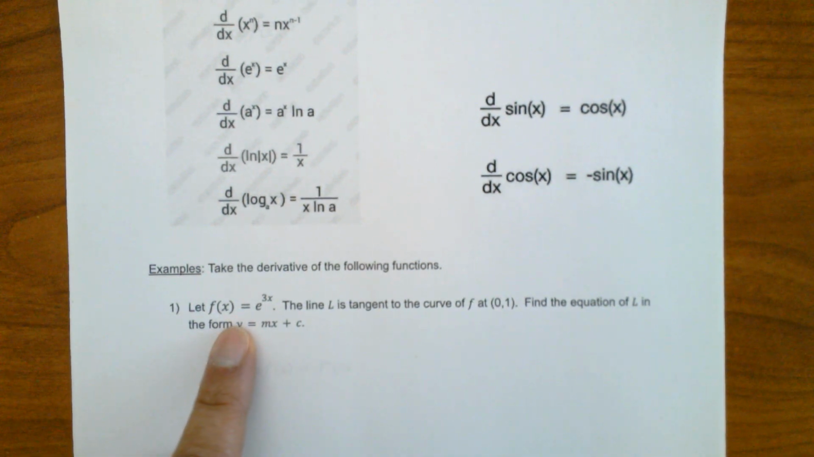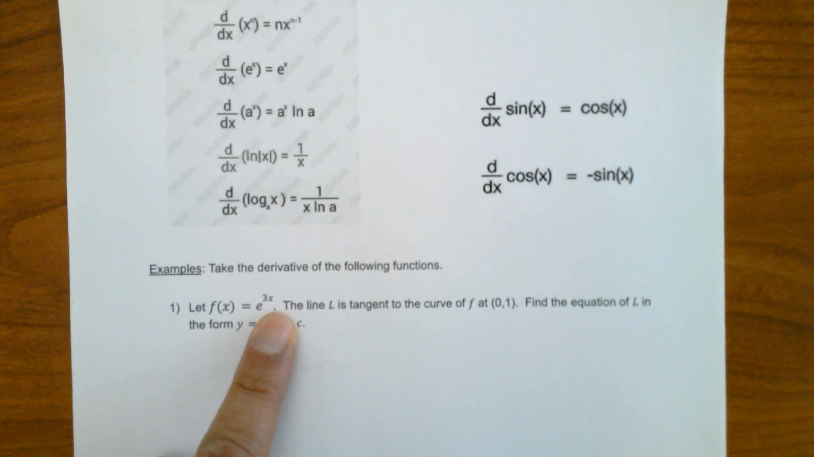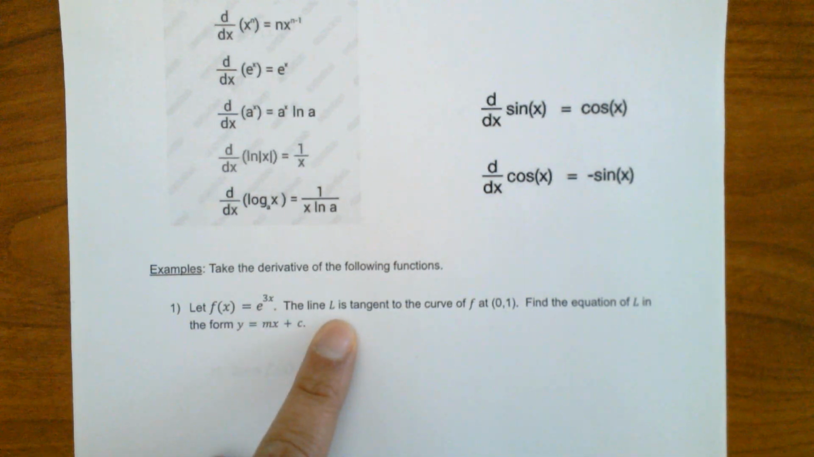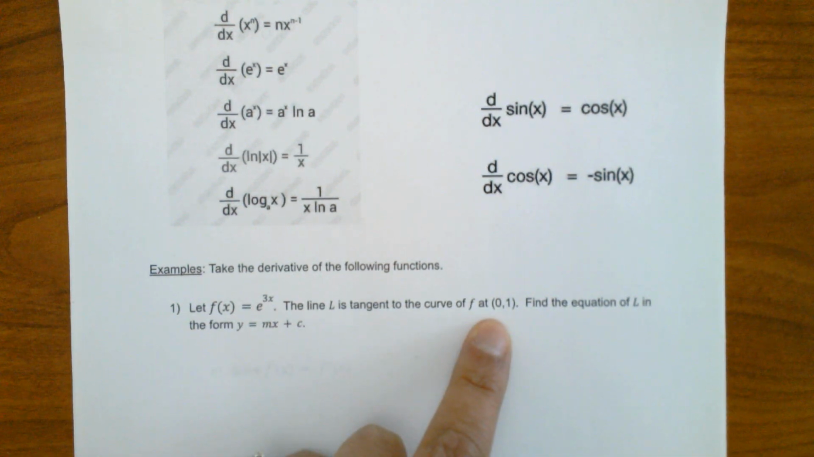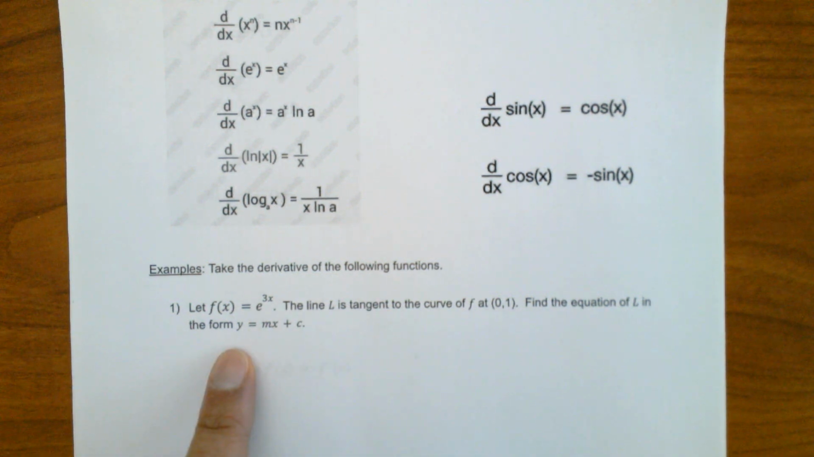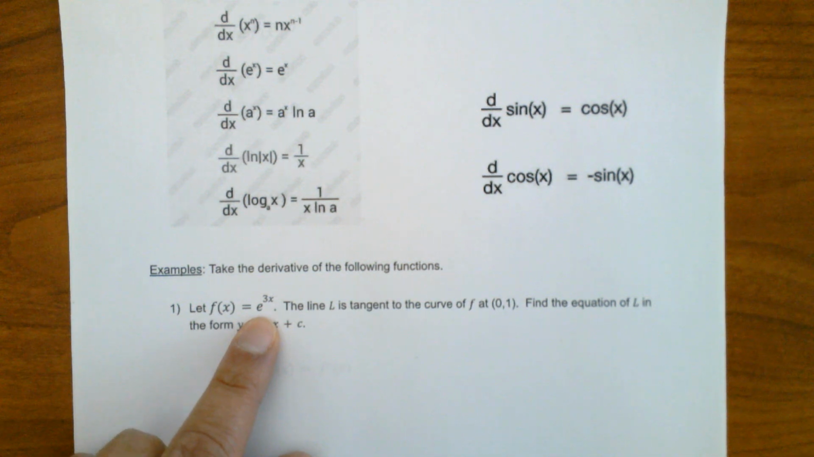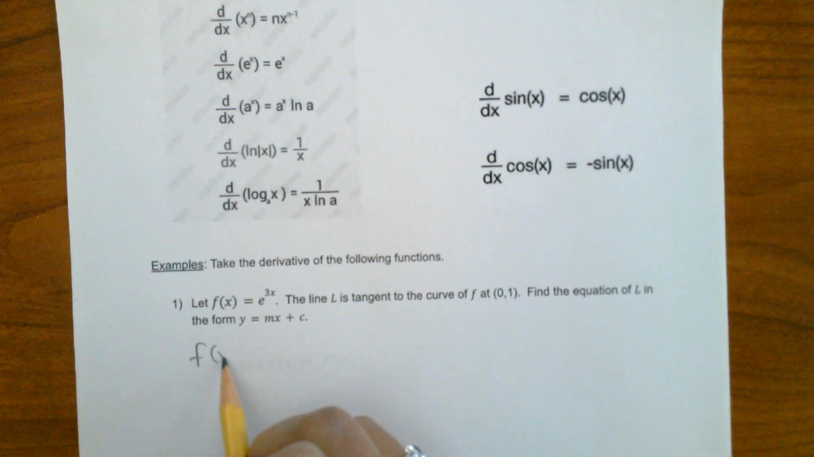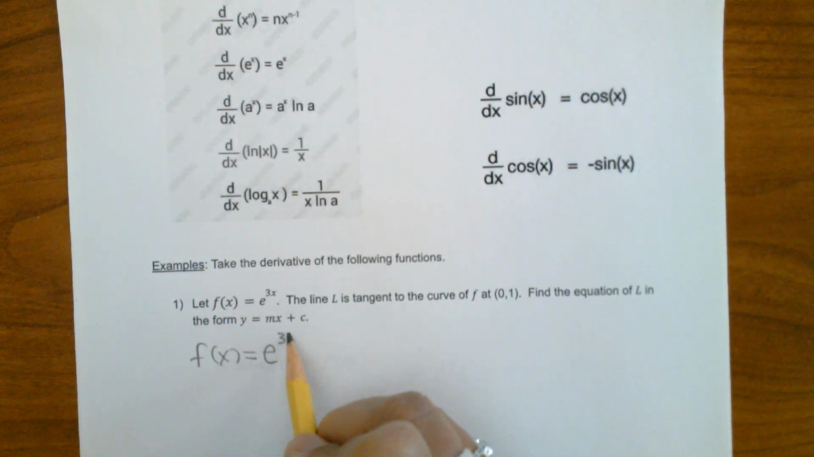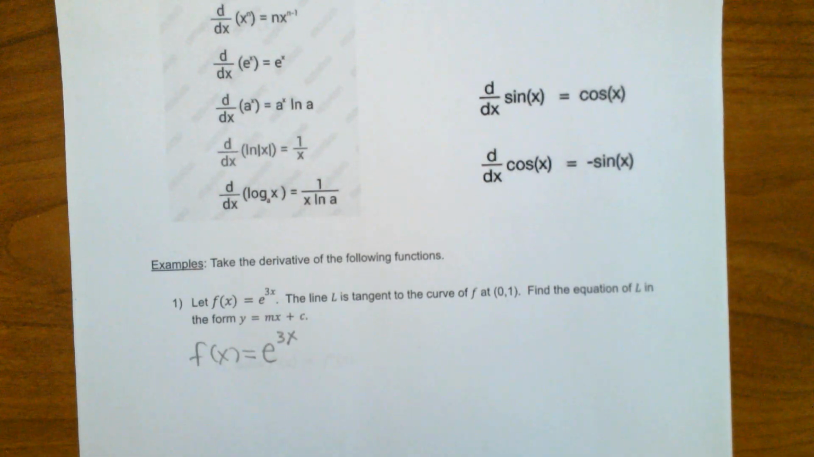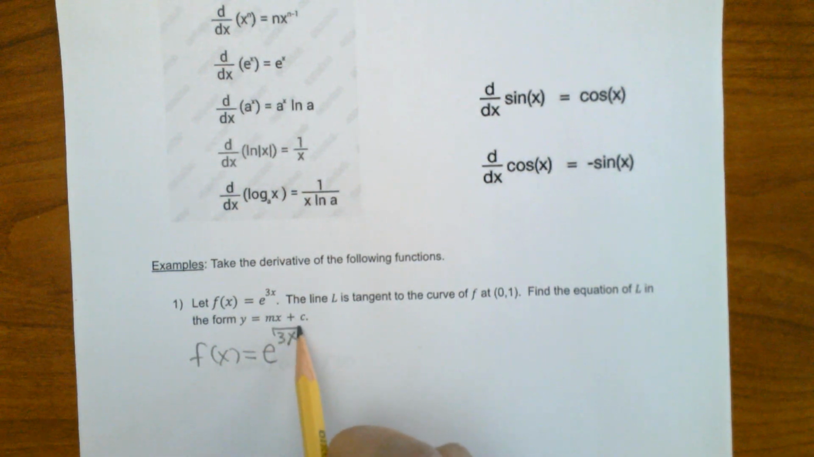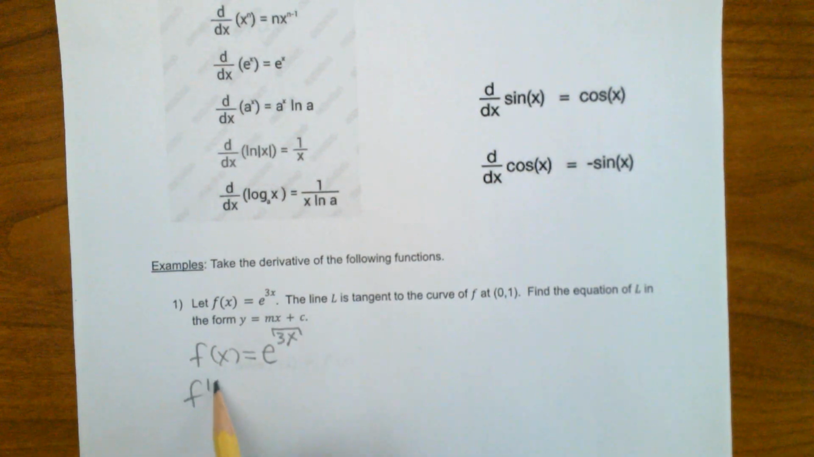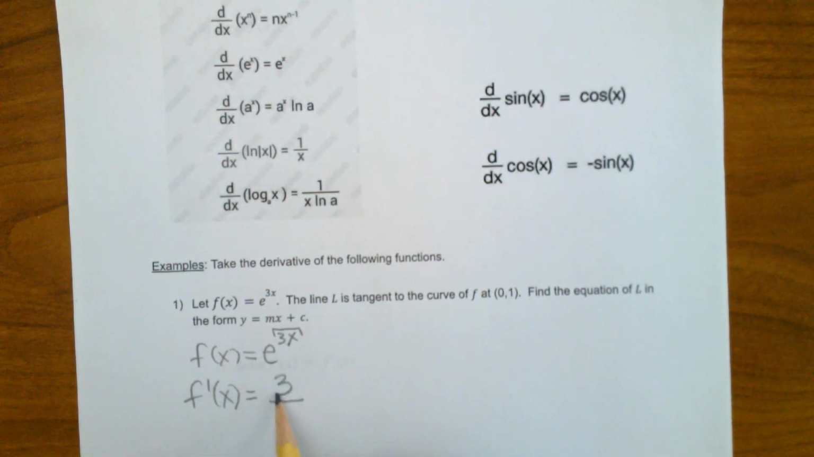So we have let f of x equals e to the x, and we're not just going to take the derivative, we're actually going to find the line tangent to the curve at (0, 1) in the form y equals mx plus c. So first we have to take the derivative. So now we haven't taken the derivative of e to the 3x. I'm going to explain how to do that. So f of x equals e to the 3x. When we take the derivative, we're going to have to do two things. We're going to have to take the derivative of the 3x first, and that's going to come down in front here. So the derivative of 3x is 3.